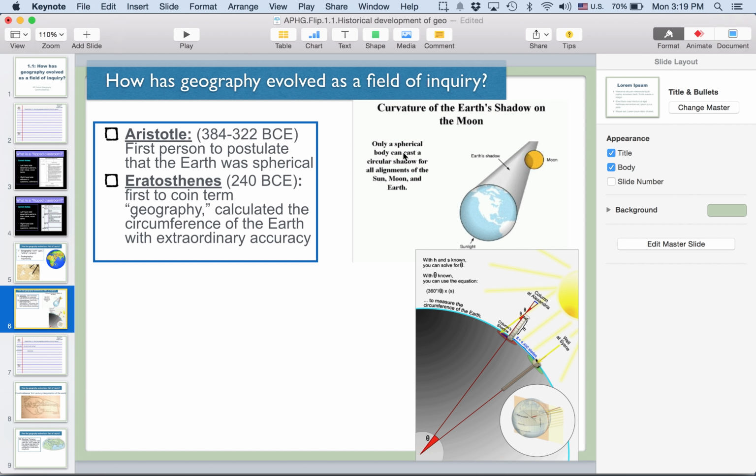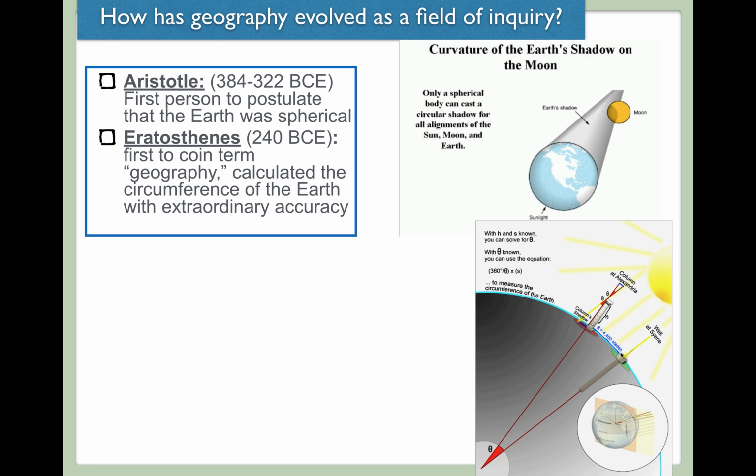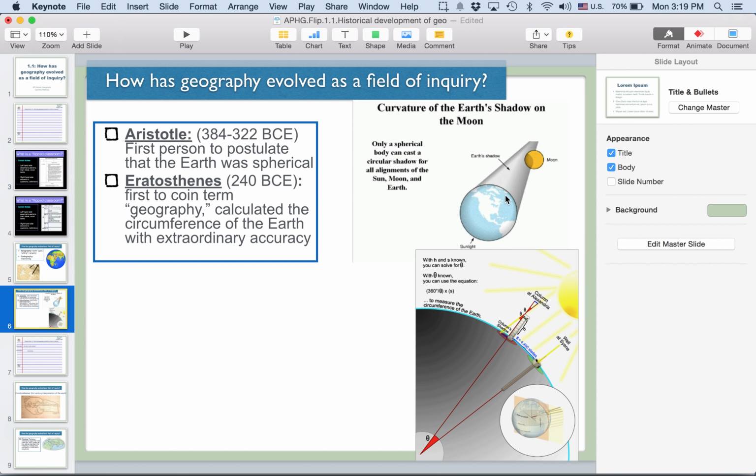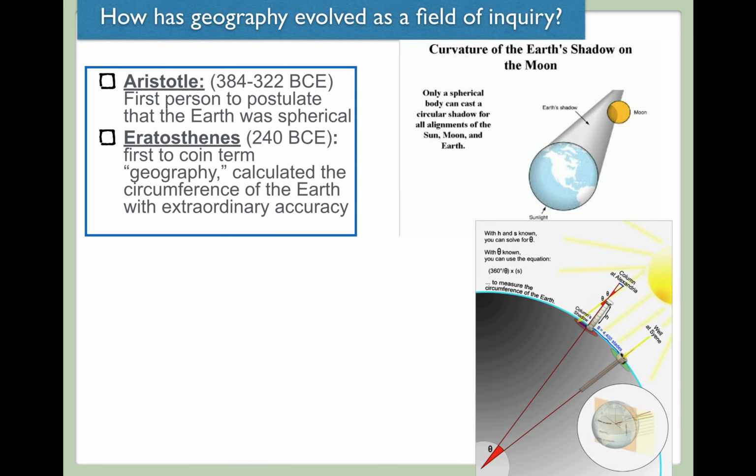So that's one of the earliest justifications for why it is that the Earth is in fact a sphere, coming from Aristotle in ancient Greece. Another Greek scholar named Eratosthenes, in 240 BCE, was able to calculate the circumference of the Earth, circumference being the distance around, to a degree of extraordinary accuracy, considering that we're speaking about a time period thousands of years ago.